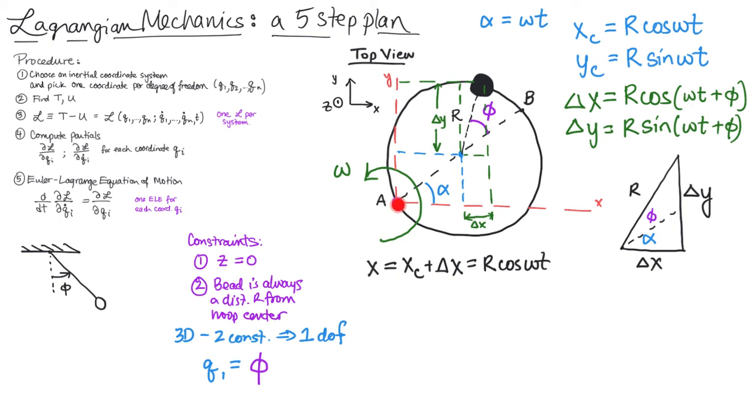So to go from the origin to the bead, you first go to the center, and then you go from the center to the bead. That's what this is saying. So we're going to have two terms in here.